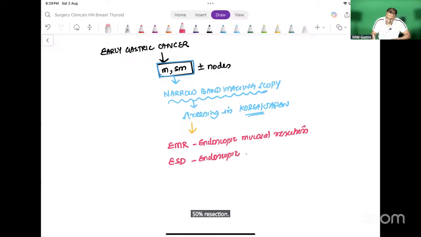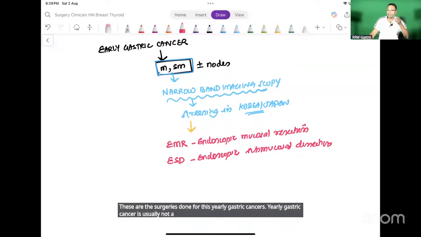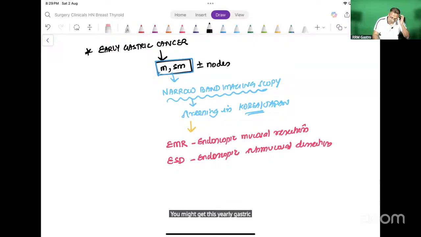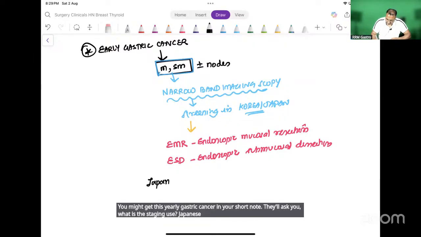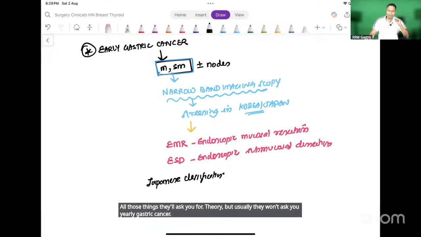Endoscopic submucosal dissection. These are the surgeries done for early gastric cancers. Early gastric cancer is usually not a viva question, but it is a theory question. You might get early gastric cancer in your short note. They will ask you what staging is used, the Japanese classification, all those things, for theory. But usually they won't ask you early gastric cancer in viva.